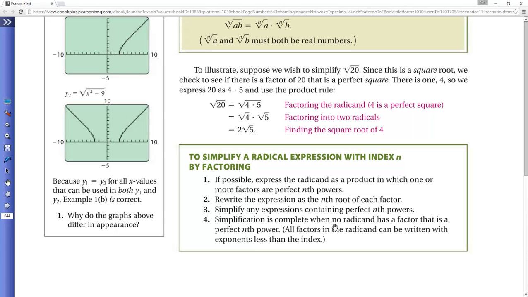Simplification is complete when no radicand has a factor that is a perfect nth power. So in other words, I'd look at this 5 and I say, well, there's no factors of 5 that could be perfect squares except 1, really, right? And 1, when we're talking about multiplication, isn't necessary to write out. So we simplify that by making sure that there's no perfect square factors still in the radicand, excuse me, under the radical symbol.